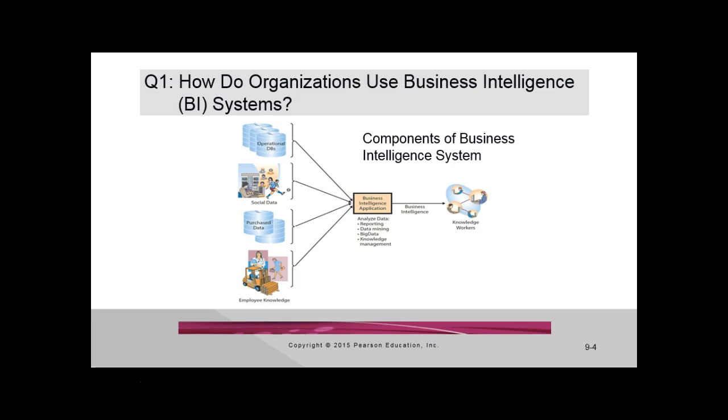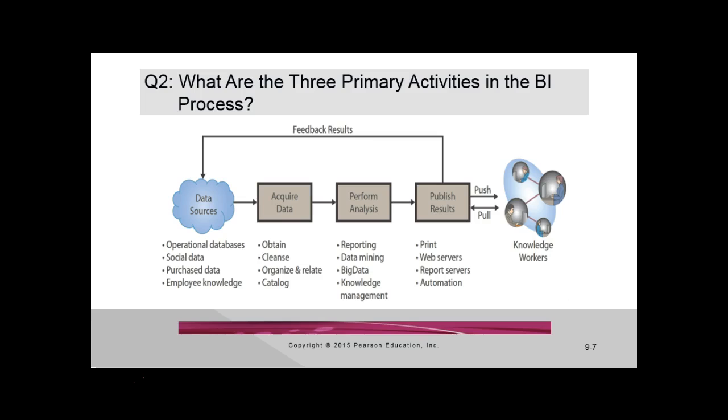So we give these to knowledge workers, and we can make good decisions. So let's go a little bit further, and I want to talk about the 3 primary activities in the business intelligence process. The first one is, we talked about where we get this data from: operational, social data, purchase data, employee knowledge. The first one is we want to obtain the data, right? We need to get it from somewhere. From those 4 sources, we need to obtain the data. But we don't just obtain the data, we have to do some things with it. We have to obtain it, but we have to clean it. What do you think we mean by clean data?